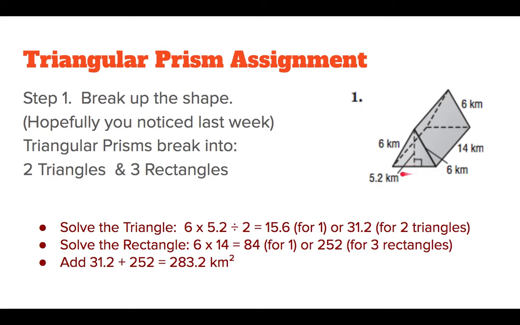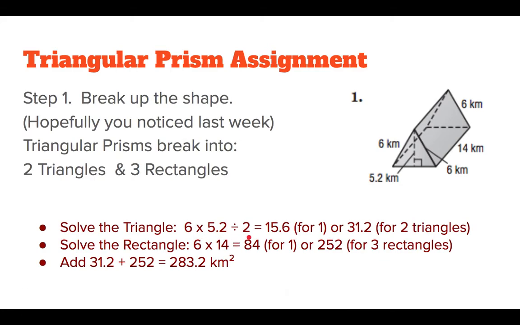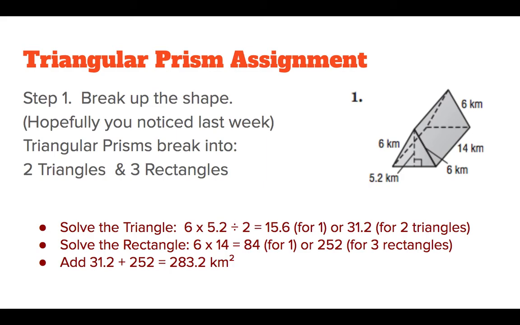They don't actually tell us the base here, and that's a little unfair, but I know it's 6, because it is an equilateral triangle. So because this side's 6 and this side's 6, the base is also 6. The height is 5.2. 6 times 5.2 divided by 2, because it's a triangle, equals 15.6 for one triangle. Since I have two of them, I'm going to double that, and I'm going to end up with 31.2. That'll cover both triangles.